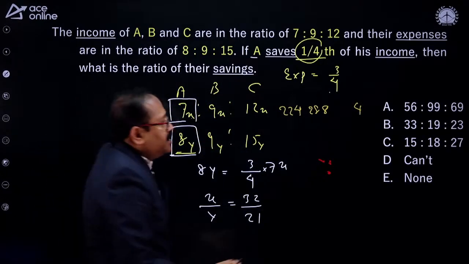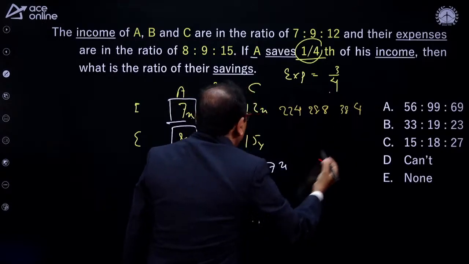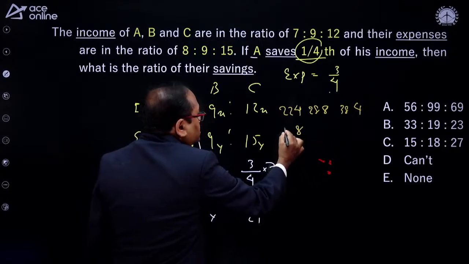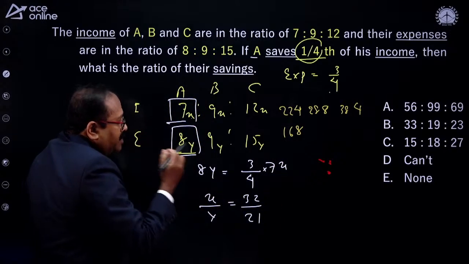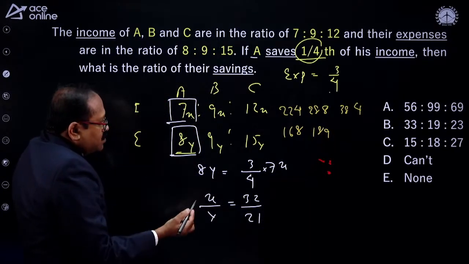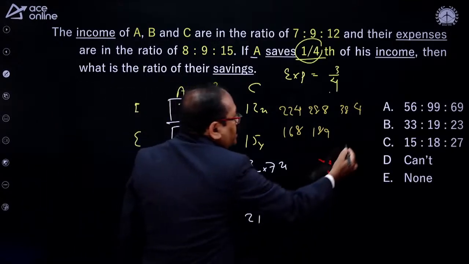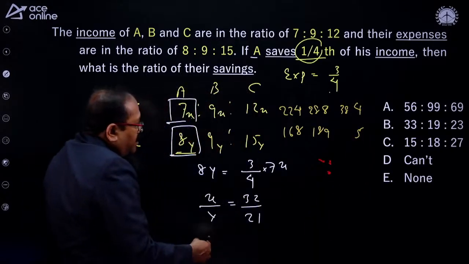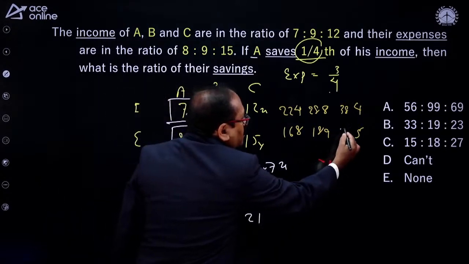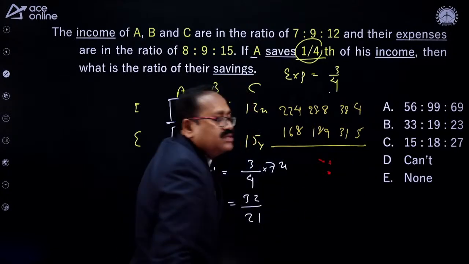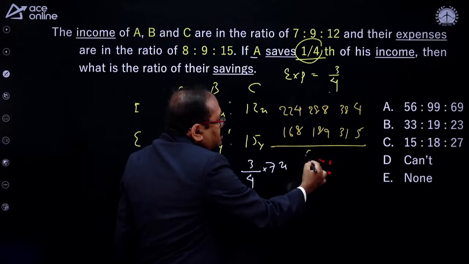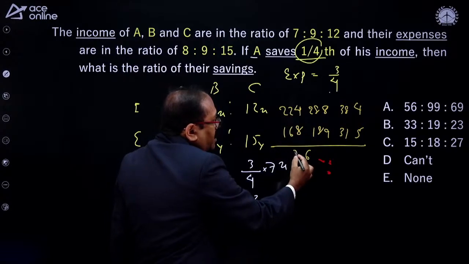So we got the income, and the next part is the expenditure. 21 into 8, that's 8 ones are 8 and 8 twos are 16. The next one is 9 into 21: 9 ones are 9, 9 twos are 18. And the last one is 15 into 21: 15 into 1 is 15, 5 carry 1, and 30 and 1 is 31. From here you are getting the saving ratio, which Naresh has nicely done. So 14 minus 8 is 6, and then this is 5.